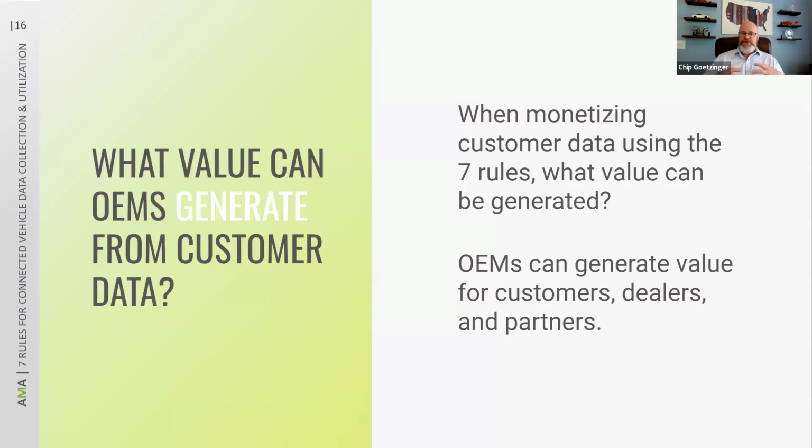So that gets us through the AMA 7 rules for data utilization. So we've talked about should you, you've talked about how should you. Now we're going to talk about what is that value that OEMs can generate from customer data. So, we've given some sort of broad categories, but once we've followed these 7 rules and we're ready to go, what kind of value can you generate? We can generate value for customers, for dealers, for partners, and Neikhil's going to talk a little bit about some of that value and how it can be generated.